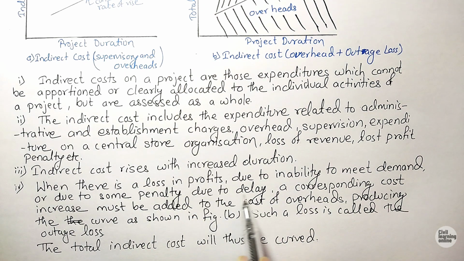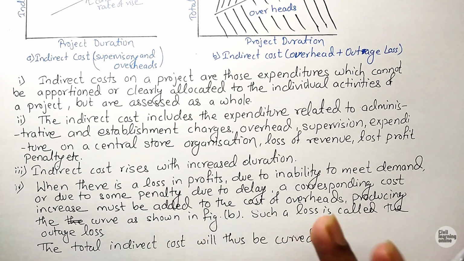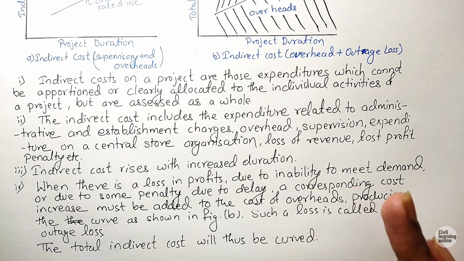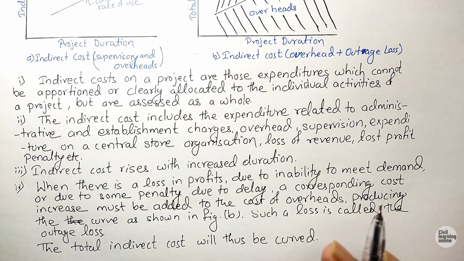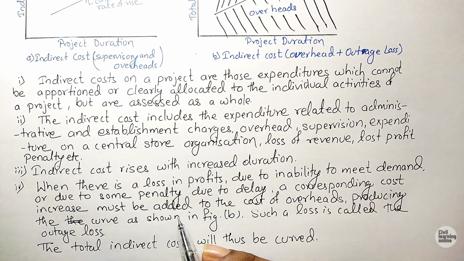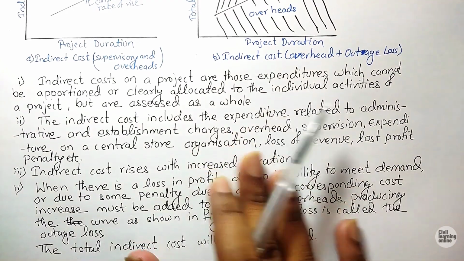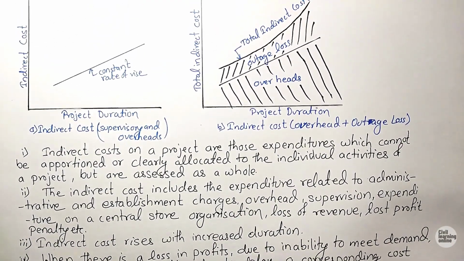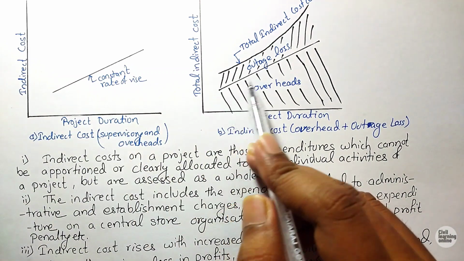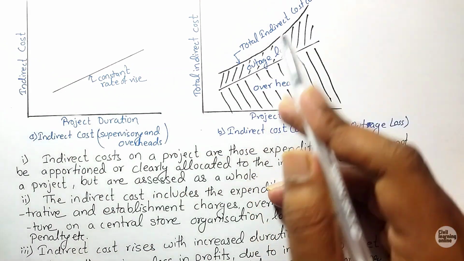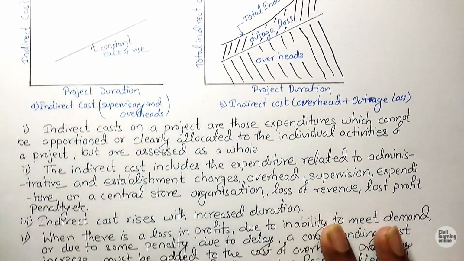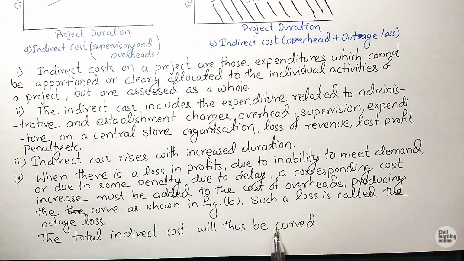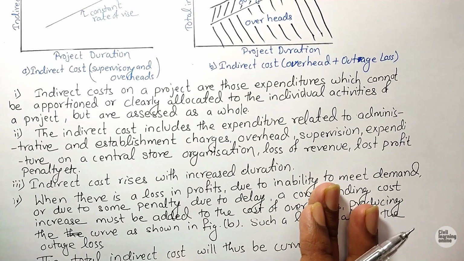Then what happens is our overhead, our indirect cost, increases. Let me read the line here: a corresponding cost increase must be added to the cost. So when we are made to pay some penalty, our indirect cost is increased, producing the curve shown in figure B. Here is figure B. When we face some loss, our indirect cost, which was a straight line, turns into a curve and again increases with time. The total indirect cost curve is shown in the diagram, and the total indirect cost will be curved.